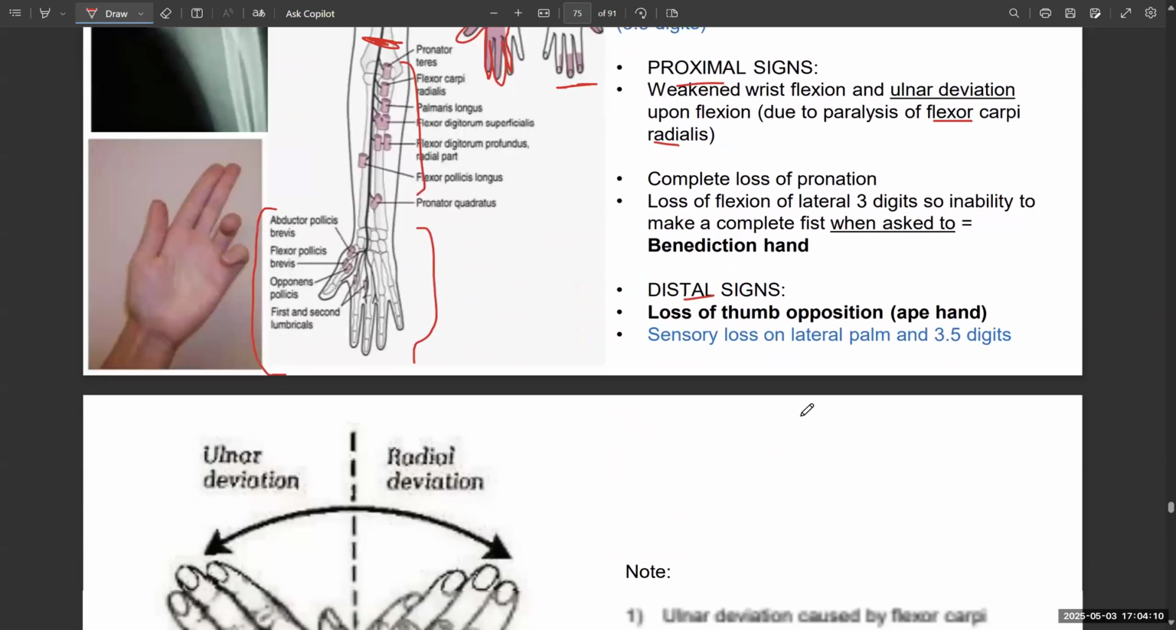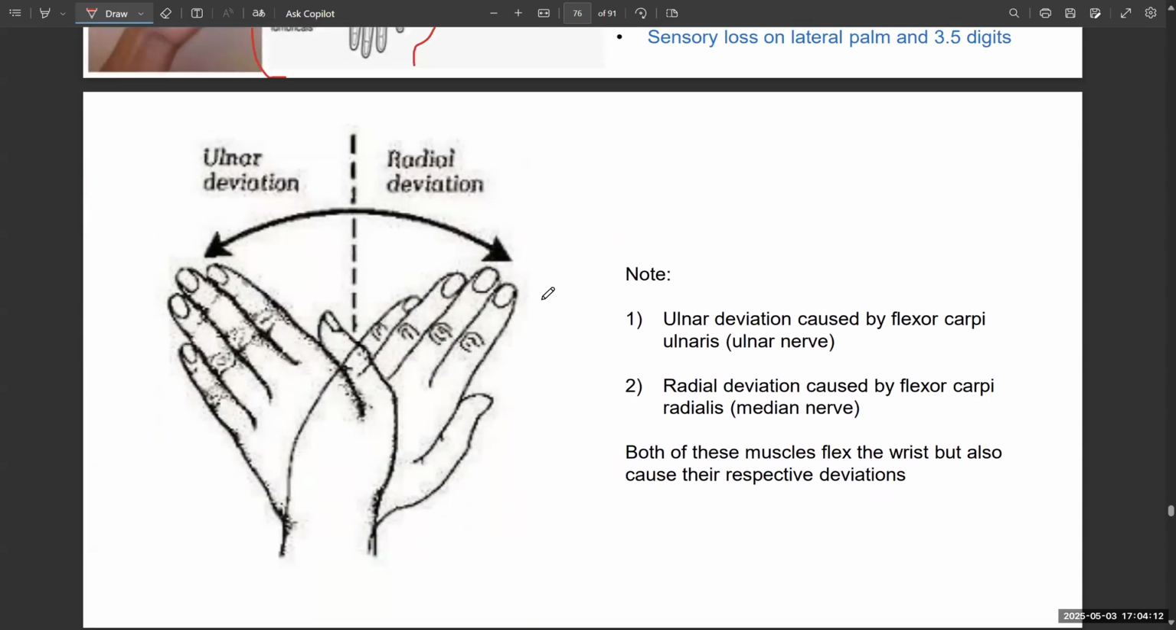So let's look at this part here. Note, ulnar deviation is caused by flexor carpi ulnaris, which is supplied by the ulnar nerve. So if you have ulnar deviation, that means you move your hand to the left towards the ulna. That is called ulnar deviation and is caused by flexor carpi ulnaris.